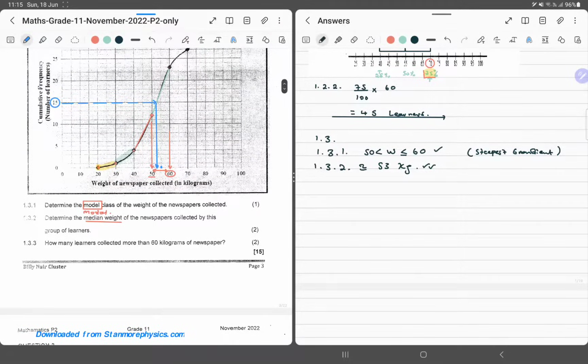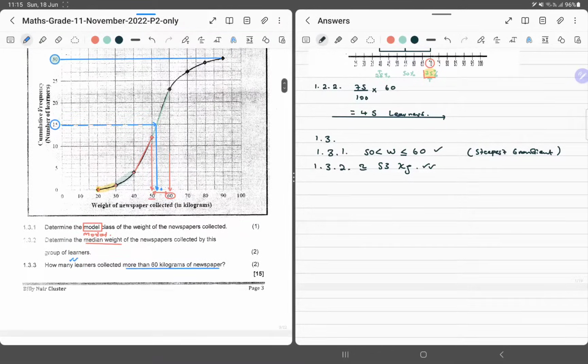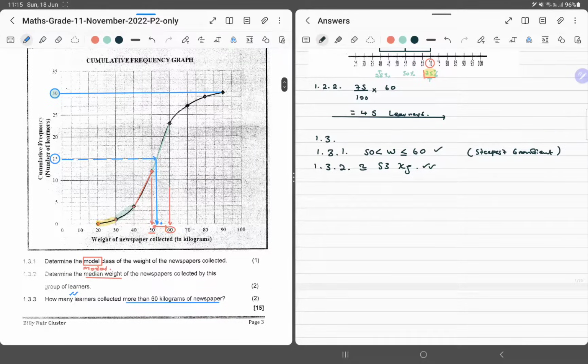Now it says how many learners collected more than 60 kilograms of newspaper. Now we want the number of learners. Okay, so we can see that, technically this is asking us about this region of our graph.